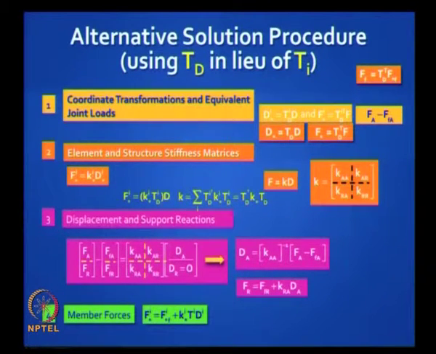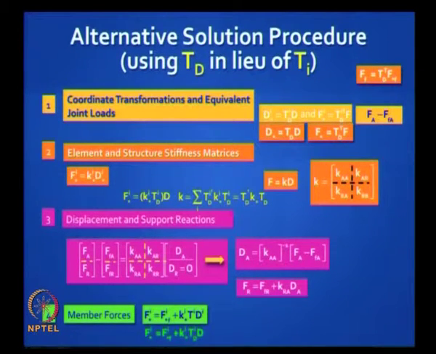What about the third step? Will there be any change in this? No, third is identical because there is no TI, no TD coming into that. We are just solving equilibrium equations. So you solve the first equation, you find the unknown displacement dA, substitute it in the second equation, find the unknown reactions Fr, and then you find the member force. In the member forces, any change? There is a change because TI is not going to be used. So the change is TD.